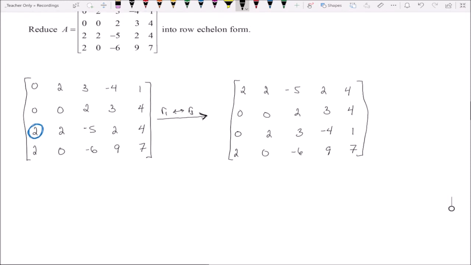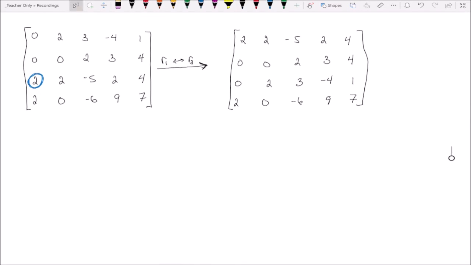Now we look. That is not a 1, right? It's not a leading 1. So let's go ahead and multiply row 1 by 1/2.